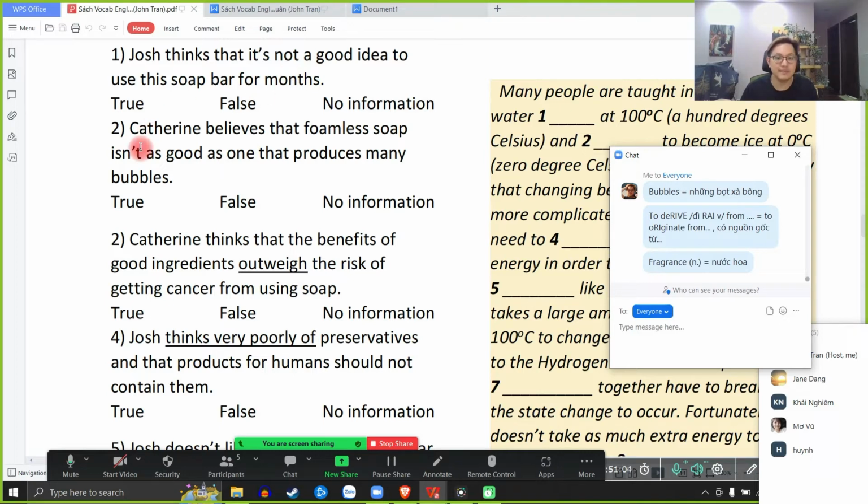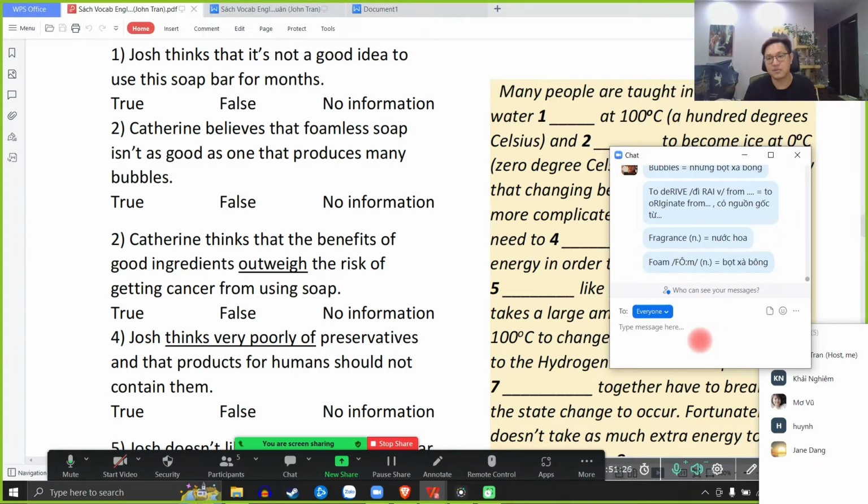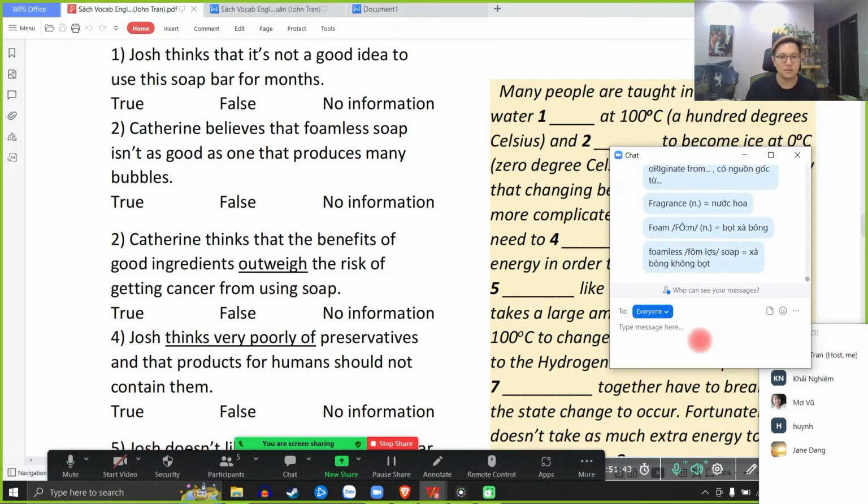Number 2, Catherine believes that foamless soap. We have the word foam. Foam là nó ra bọt, nó tạo bọt á, bọt xà bông. So foam is the thing that bubbles from the soap, bọt xà bông. So foamless soap, xà bông không bọt. Yeah.